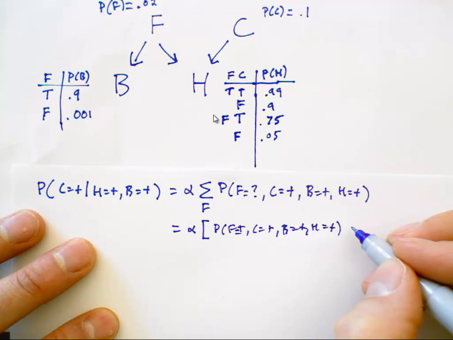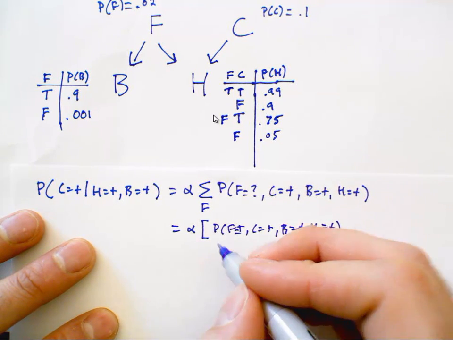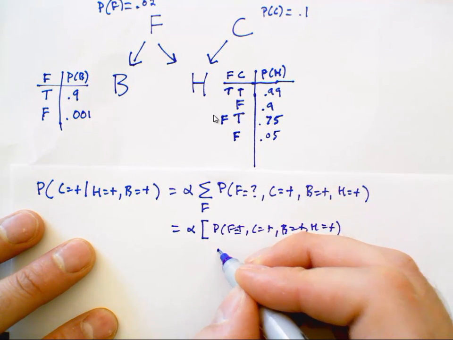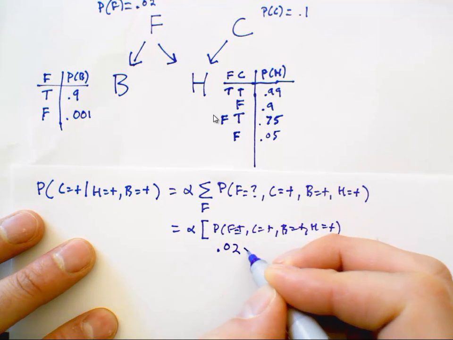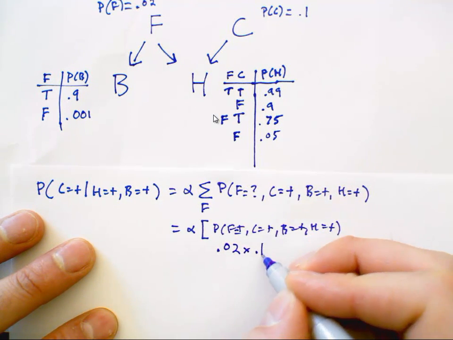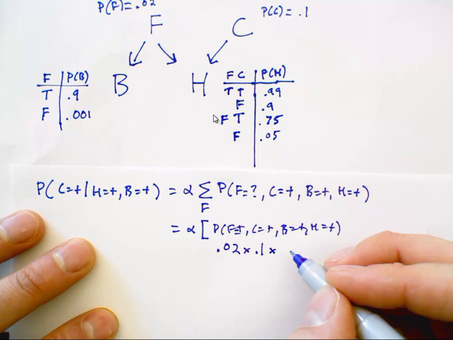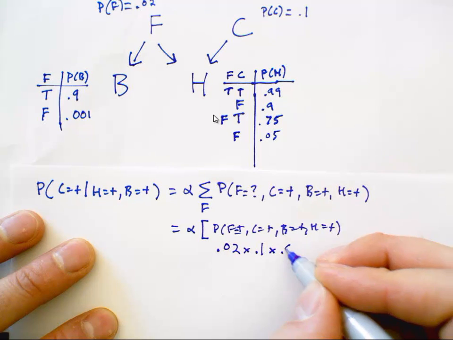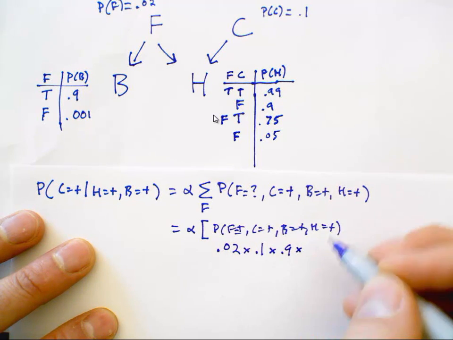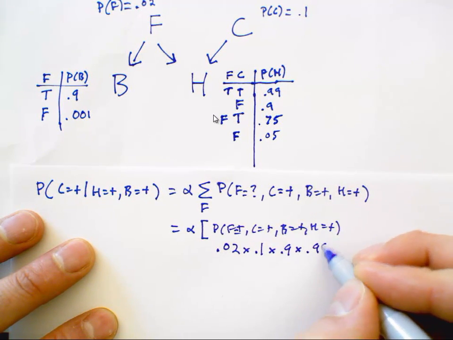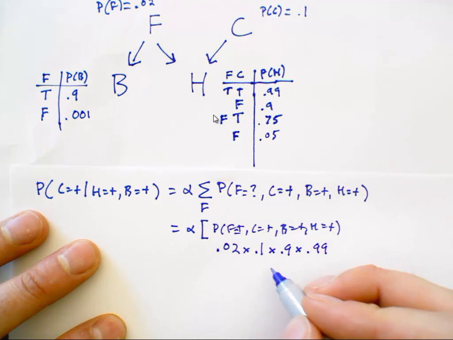Well, F is just 0.02 times 0.1 for C, times 0.9 for B, and 0.99 for H. Okay, and now let's do the false case.